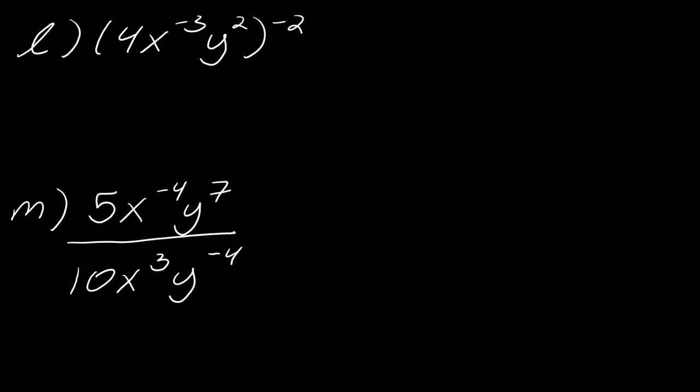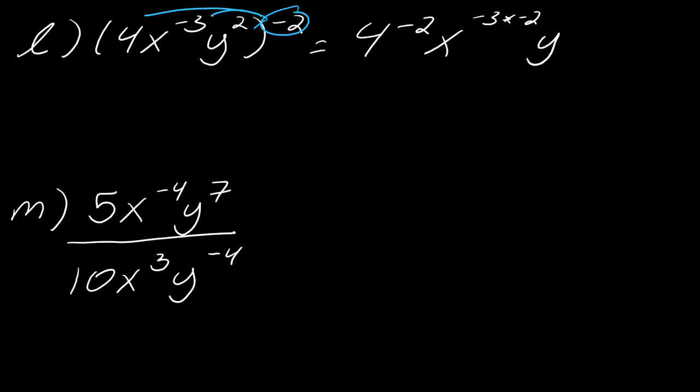So what I'm going to do in this case is go for the approach where I just apply that exponent to each part. So this is going to be 4 to the negative 2nd. Notice now, this is a number that has a negative exponent, so this will have to go to the bottom. This will be x to the negative 3rd times negative 2, and then y squared times negative 2.